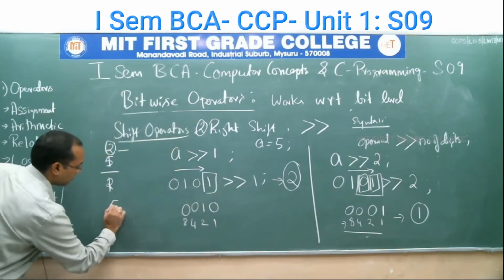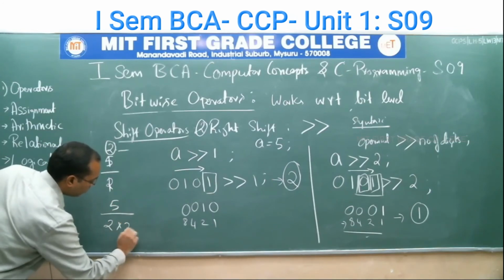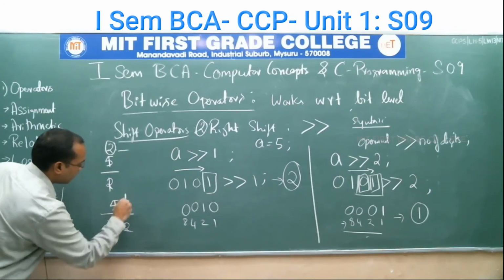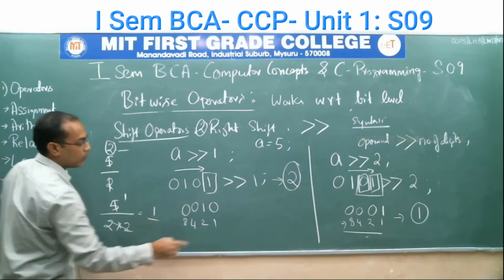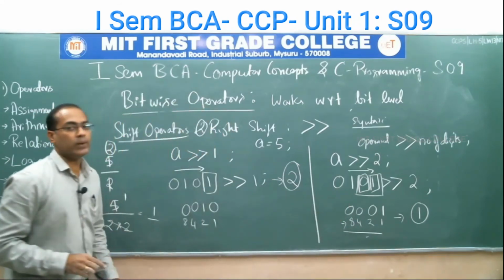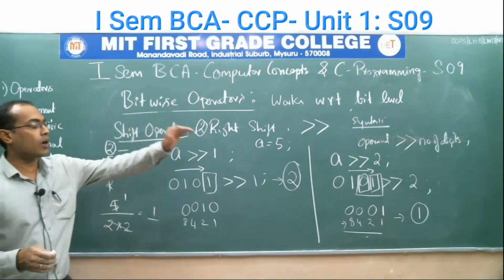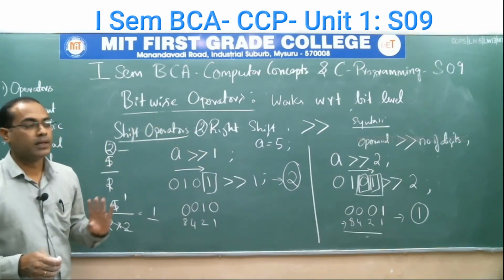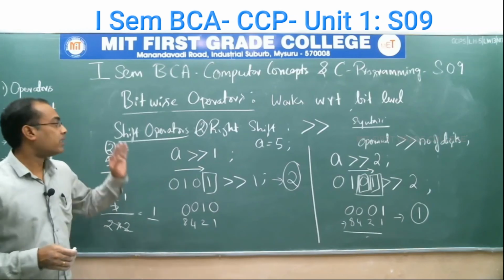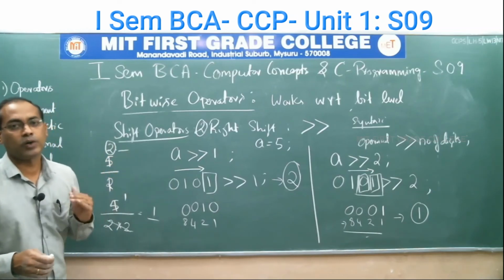2 times division, 5 divided by 2 is nothing but 1 time. So the answer you got is 1. Whenever you are using the right shift operator, it means that you are dividing the operand by 2. This is the working of the left shift and right shift operators.